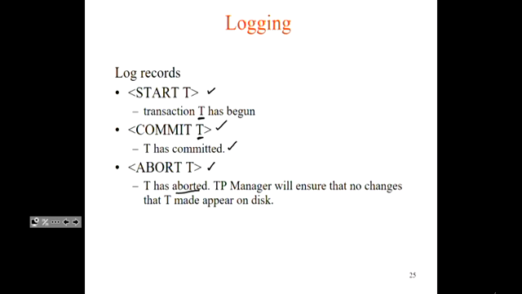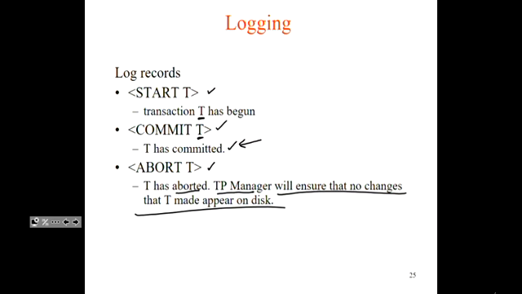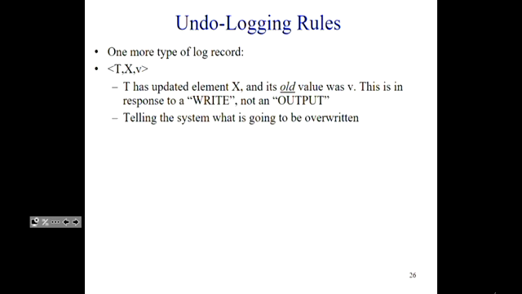And basically, if a transaction has been aborted, the transaction processing manager will ensure that no changes that T has made will appear on disk. Okay, so if on the other hand T has committed, then the transaction processing manager will ensure that all of the changes that T made will appear on disk. Okay, so we talked about these three types of log records. The last type of log record is the value update record.